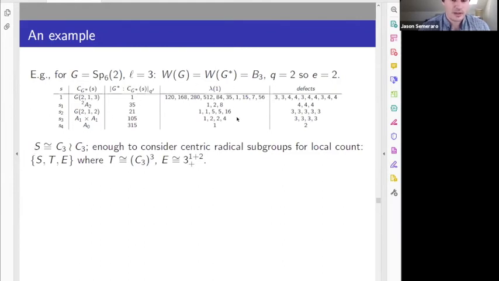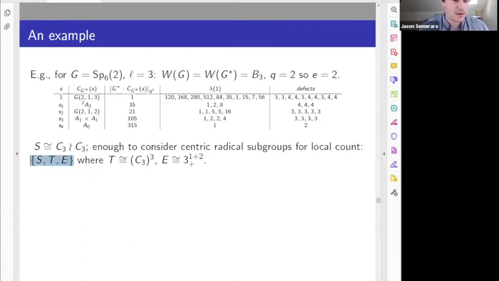We'd like to check the ordinary weight conjecture for this example, and in this example, the Sylow subgroup is a direct product. You can check that easily enough. It's enough to consider centric radical subgroups, so it's a slightly smaller class of subgroups for the local count, because it turns out that if you're not radical, then you contribute 0 to the sum. I'm not going to define what radical means now.